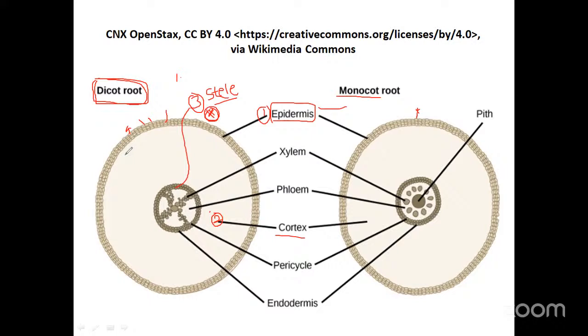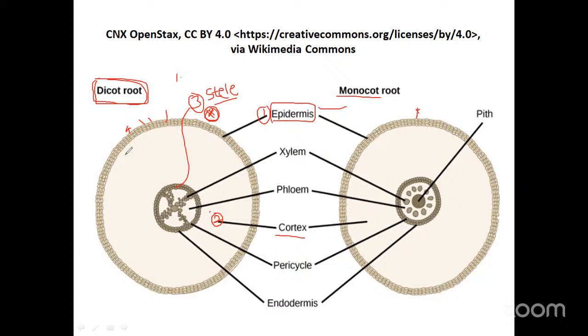The function of these leucoplasts is to store grains and food material. If you see the same cortex in the monocot root, there are no changes. The cells have small intercellular spaces for exchange of gases, also contain leucoplast and also store the food material. So there are no changes in the cortex region in both.